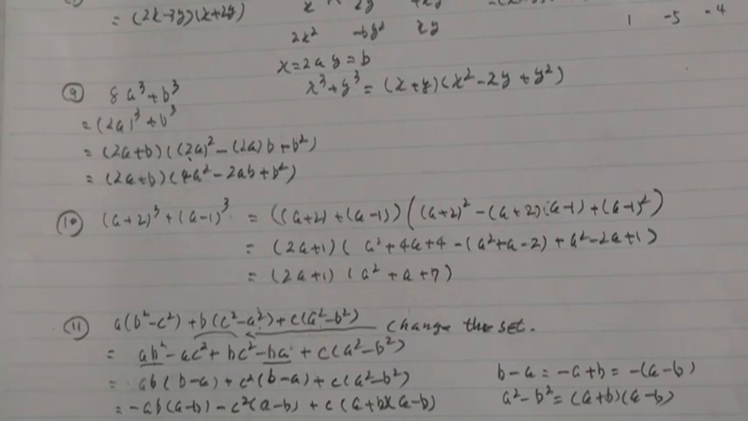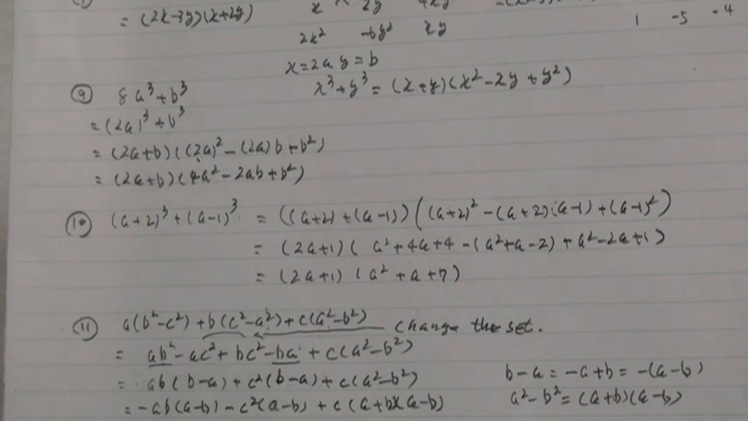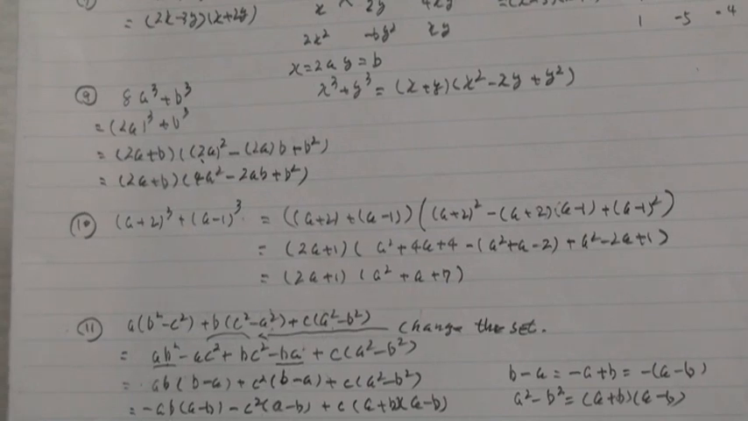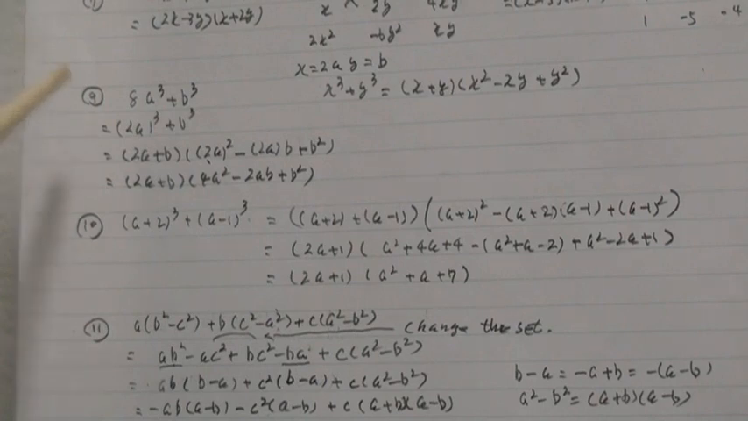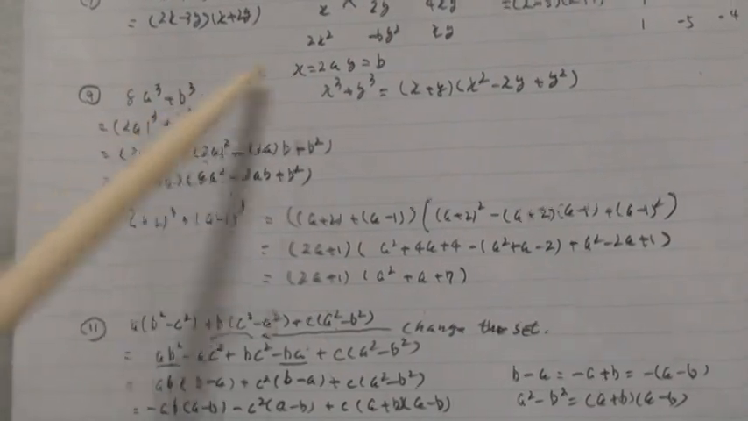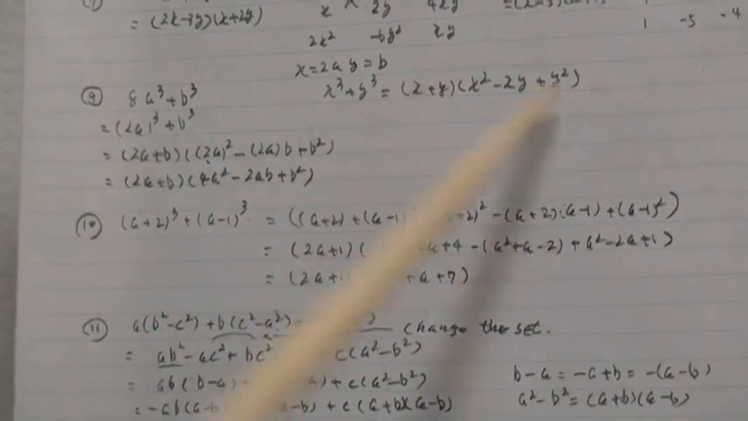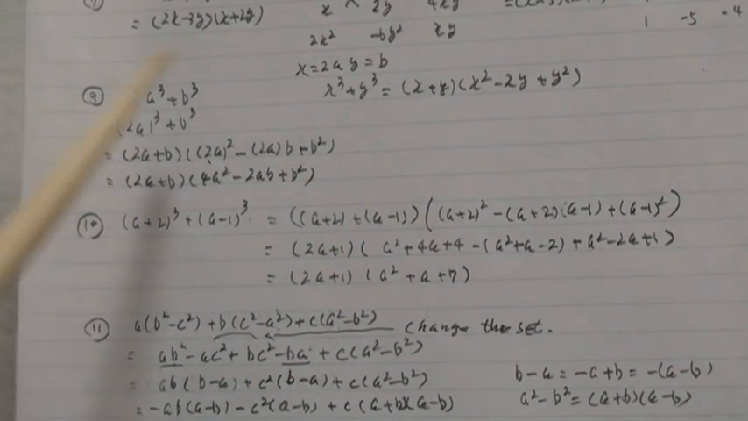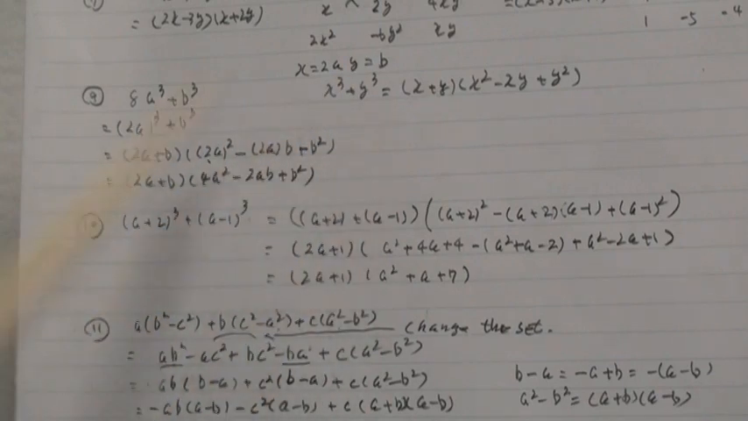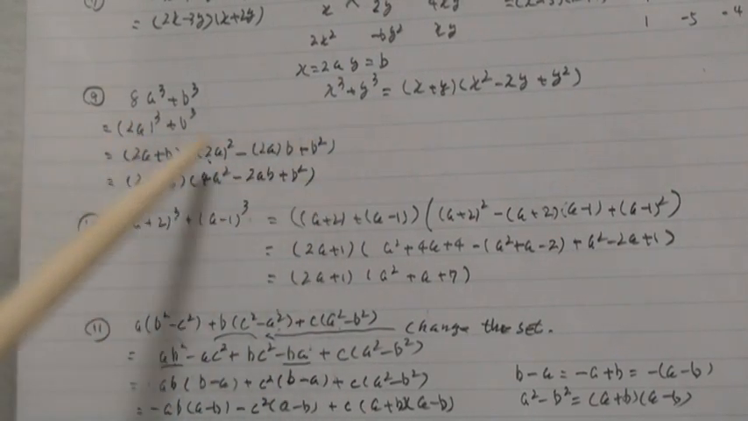And check 9, 8a³ + b³. And this is a formula. x³ + y³ equal (x + y)(x² − xy + y²). Because this expansion calculates this. And x equal 2a and y equal b. And cube plus cube. And this is (2a + b)((2a)² − 2ab + b²). Okay. And this is calculated. This is answer.